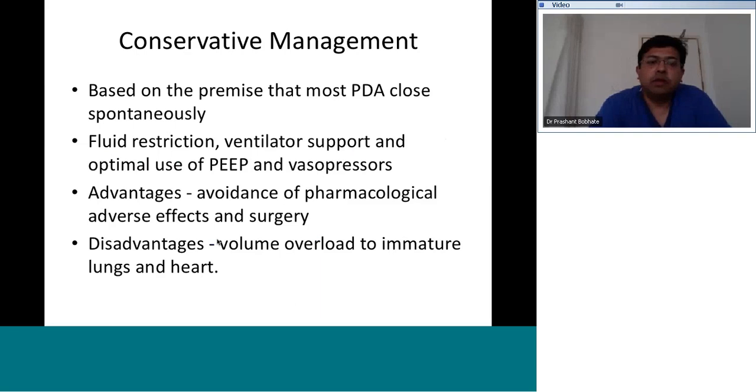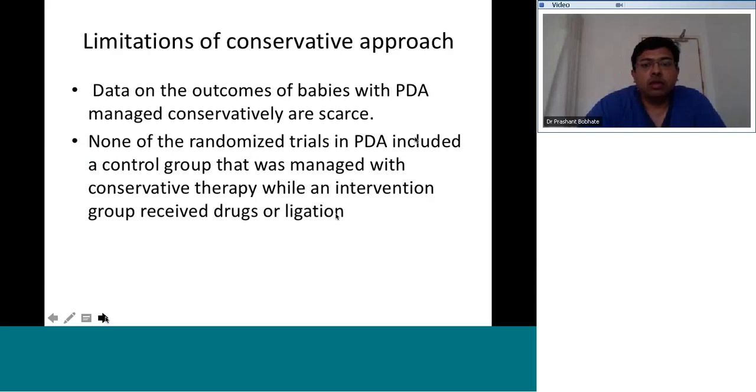So conservative management is based on the premise that most PDAs would close spontaneously. And what is the conservative management? Fluid restriction, ventilatory support, optimal use of PEEP and vasopressors, maybe some diuretics and digoxin. Advantages: it avoids the side effects of the pharmacological therapy as well as surgery. Disadvantage is volume overload to the immature lungs and heart, which can be detrimental in the long run.